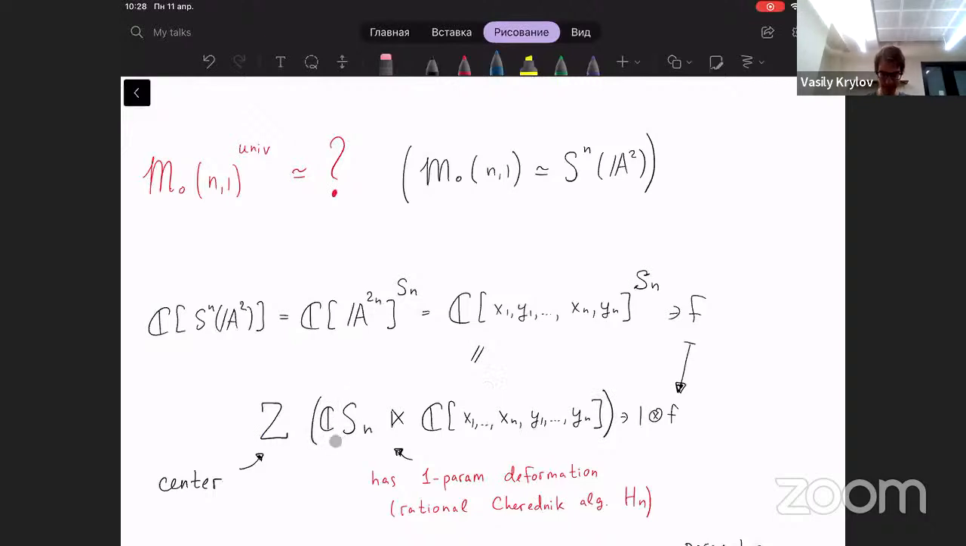Why is it useful to think in this way? Because this semi-direct product already has a very natural one-parametric deformation, which is called the rational Cherednik algebra Hn, and I will define it in a minute. Are there any questions about this slide?